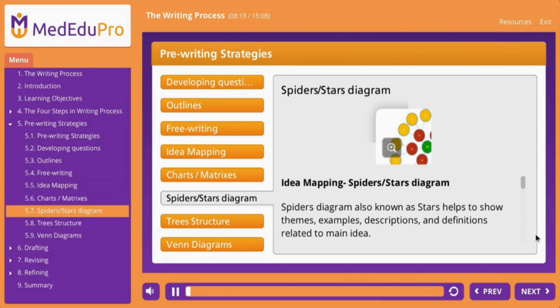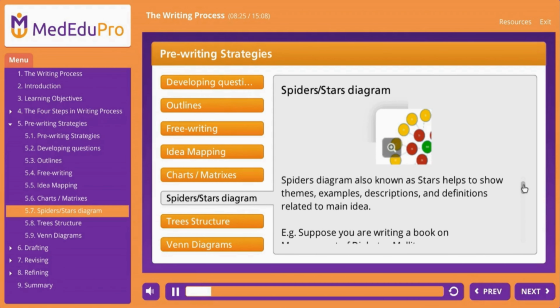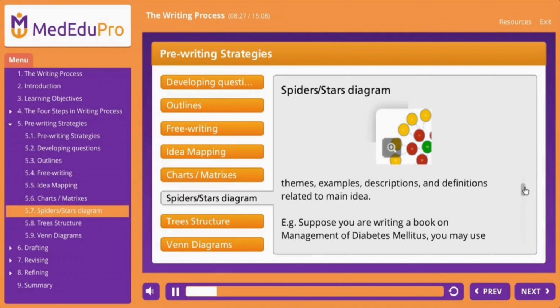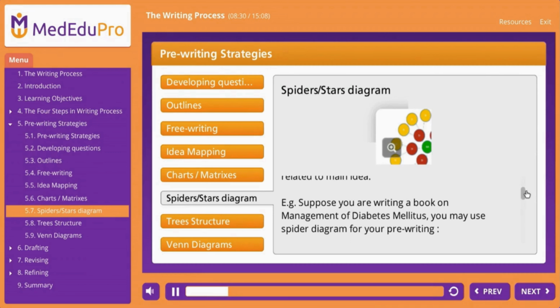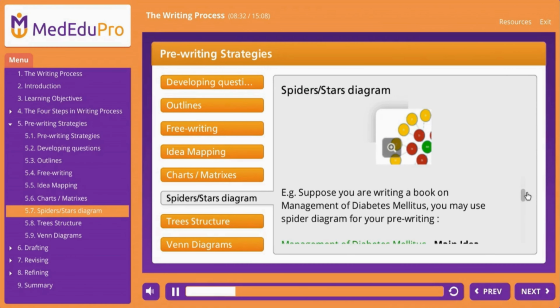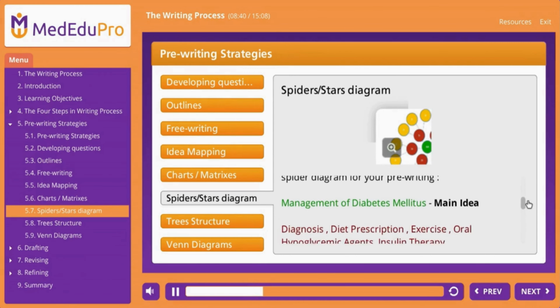Idea mapping spiders, stars diagram. Spiders diagram, also known as stars, helps to show themes, examples, descriptions, and definitions related to the main idea. Example: suppose you are writing a book on management of diabetes mellitus, you may use a spider diagram for your pre-writing.